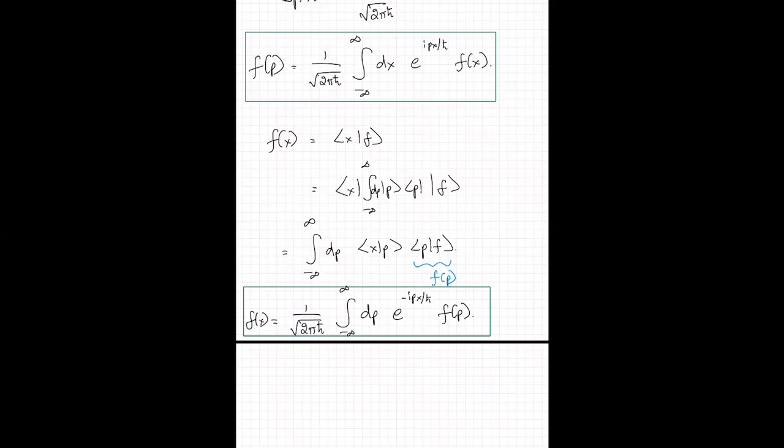So these two are the Fourier transforms of each other. Okay, I'm sure you have seen a little bit of transforms, and Fourier transforms are very important in quantum mechanics because they tell you how to relate a function in the x basis with the same function in the p basis. Okay.